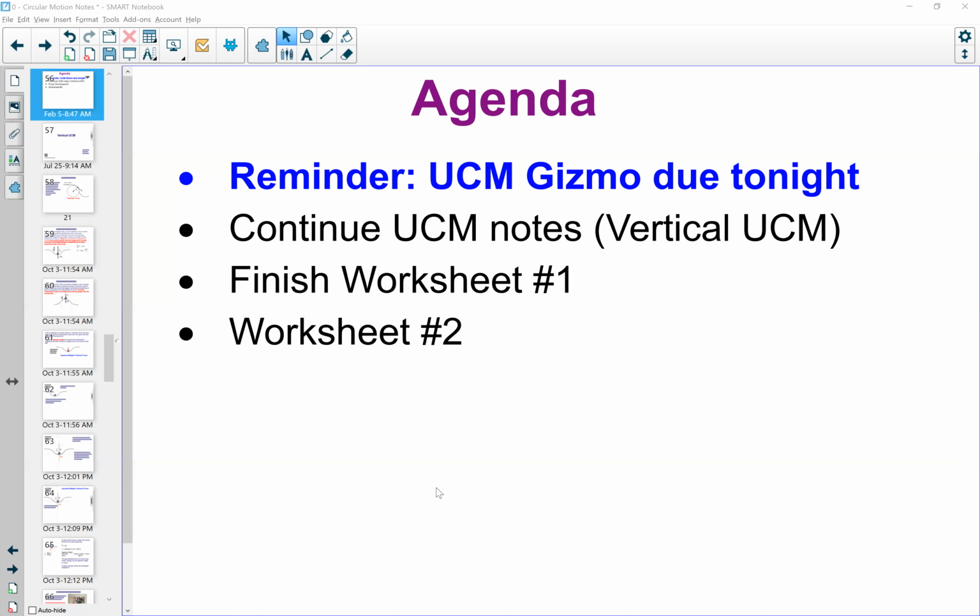And then in stages, we're going to finish up worksheet 1. So we're going to do a little bit of it now, and then we're going to go to the notes and then learn about vertical. Then we'll come back to the worksheet again. So we'll kind of be bouncing back and forth to that worksheet number 1. So hopefully you have it.